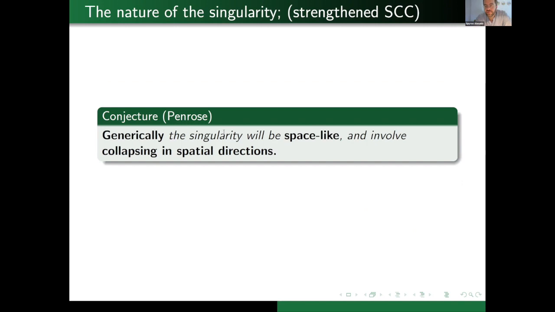There's a strengthened version of this, also due to Penrose, which says that generically the singularity should be space-like, and it should also involve collapsing in spatial directions. So this is strengthening more in the direction of what we saw in the Schwarzschild example and the Oppenheimer-Snyder. And let's do a fun interval now. So this is widely believed.